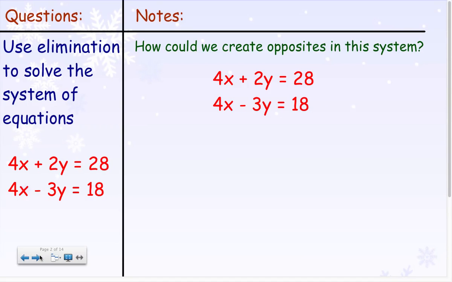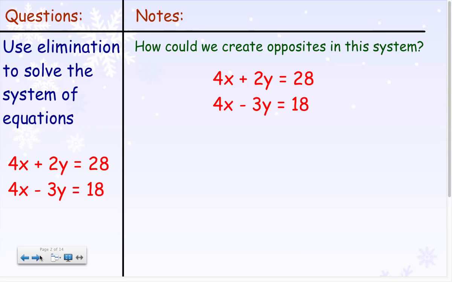So in 6.3, we always had two numbers that would give us 0. So for example, 2x and negative 2x, 3y and negative 3y. You'll notice in these equations, we don't have anything that gives us 0. 4 and 4 make 8, 2 and negative 3 make negative 1, 28 and 18 make 46. So we've got to figure out how can we create opposites.